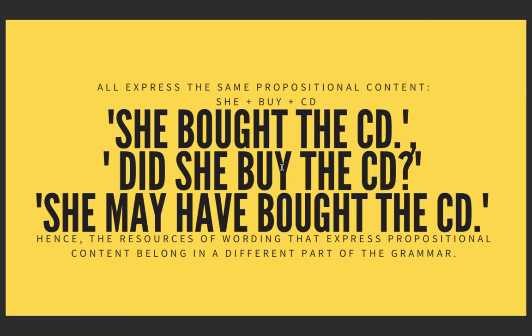So let's go back to this one. We have the propositional content. When we say propositional content, that is the substance of the particular utterance. For example, "She bought a CD." "Did she buy the CD?" "She may have bought a CD." They all have the same propositional content, or the essence of it: the pronoun she, then the verb buy, and then the object CD. So regardless of the change of tenses or the change of syntactical structure, it will carry the same content, the propositional content.